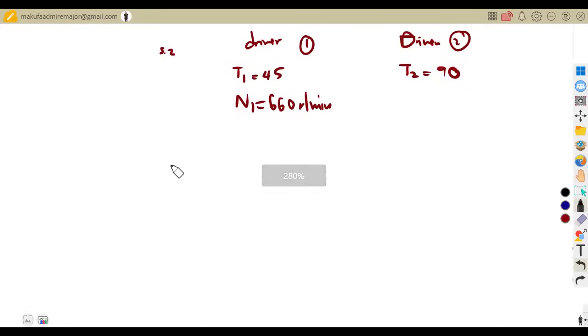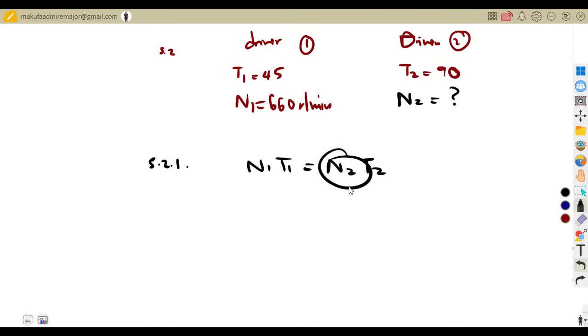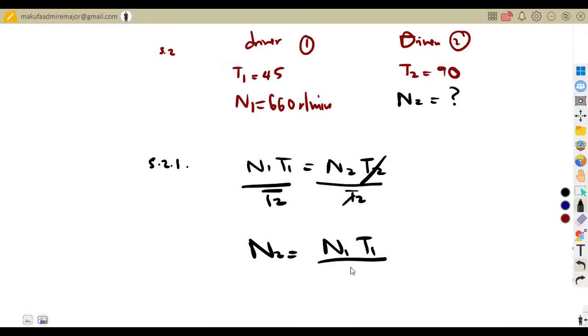Remember the relationship between the speed and the number of teeth states that the product N1 T1 is equal to N2 T2. If you use A and B, NA TA is equal to NB TB. As long as you understand what you're writing there. We need the speed on the driven, N2, so we divide by T2. That means N2 is equal to N1 T1 over T2.